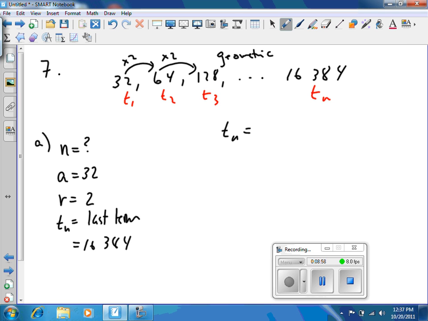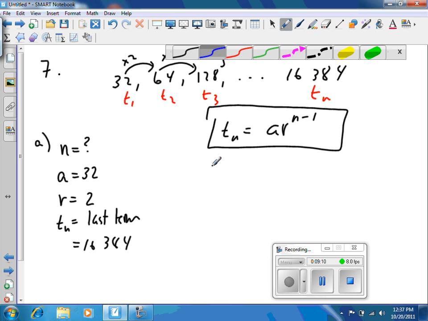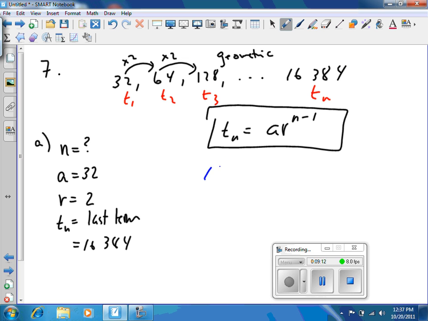Okay, now we're going to write down our formula. The nth term formula is a r to the n minus 1, that we derived last day. That's a formula. Memorize it. And we're going to substitute into this formula. The last term is 16,384. The first term is 32. r is 2. And we have the power of n minus 1. Okay, great. Now we want to solve for n, because n is the number of terms that we're looking for in the sequence.